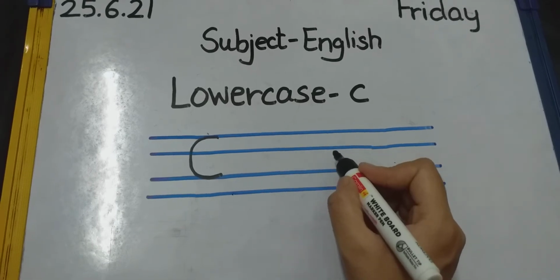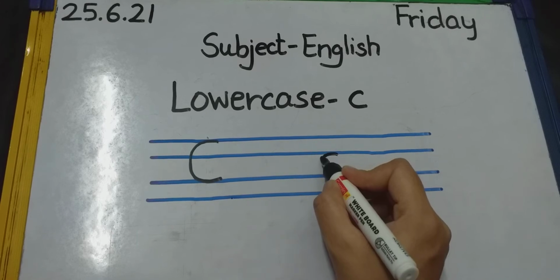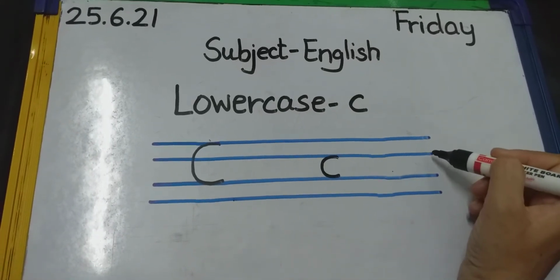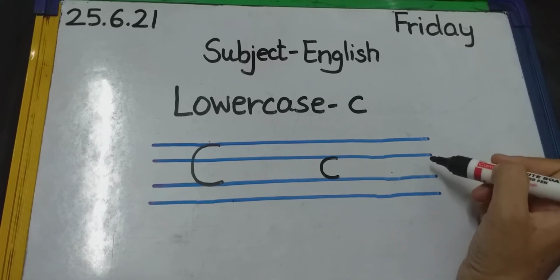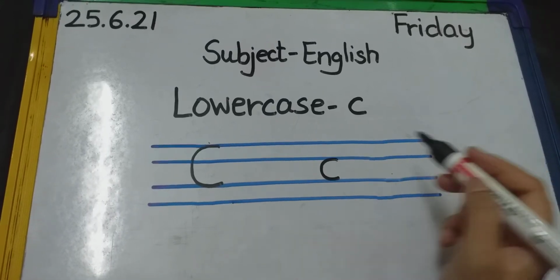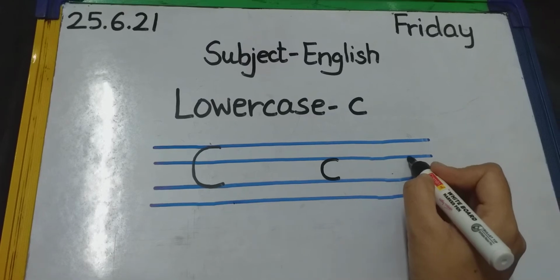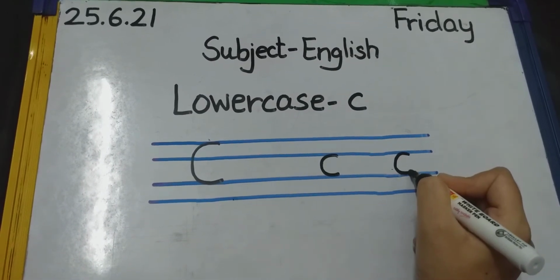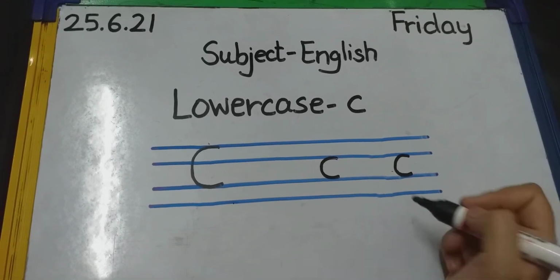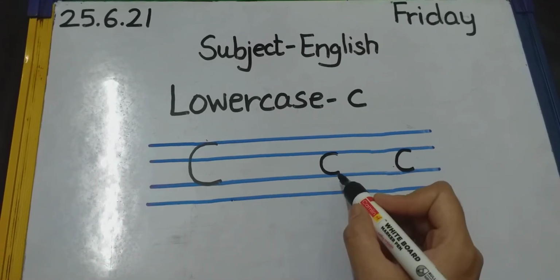And how to write lowercase c? So you have to write in 2 lines. Okay, second and third line. You have to write in second and third line, blue line, like this. Okay, one more time, like this. Okay, children? So this is uppercase c and this is lowercase c.